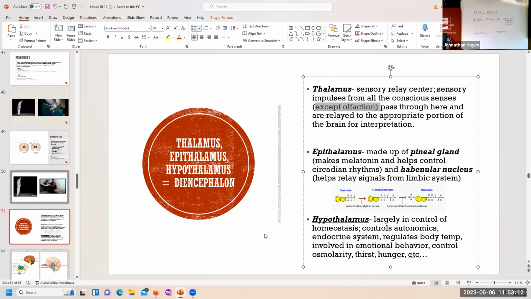Even though it's not responsible for olfaction sense, which clearly it doesn't have to pass through there. So olfaction sense basically goes directly from cranial nerve 1, which are the olfactory nerves or the olfactory bulbs, directly to the olfactory cortex in your limbic system. It doesn't have to pass through the thalamus. We put that on there because it's an easy standardized test question, right? So all senses pass through the thalamus except for which one? Olfaction. That's how you would frame that question.